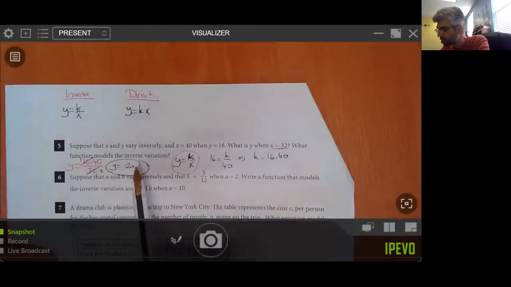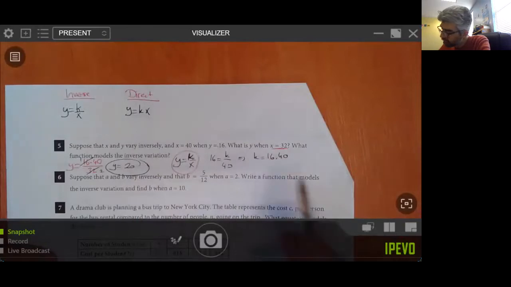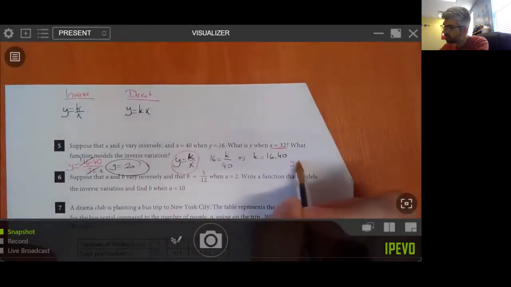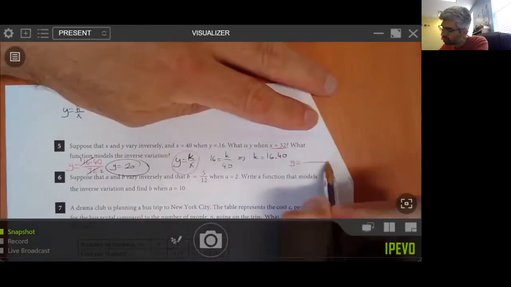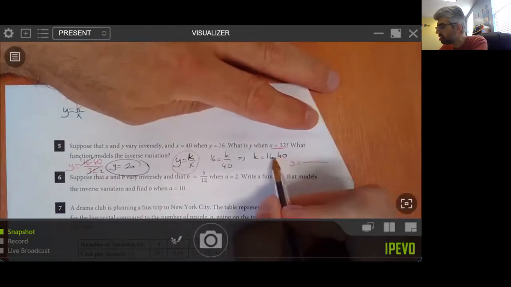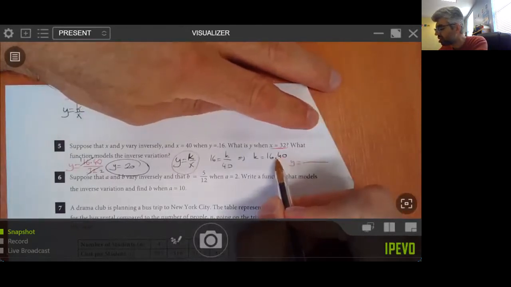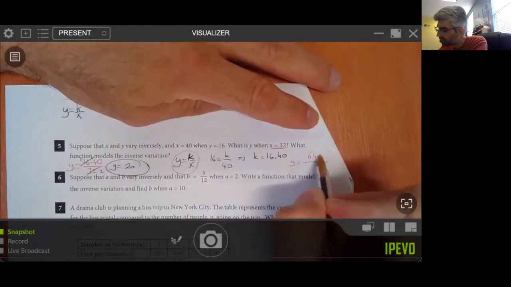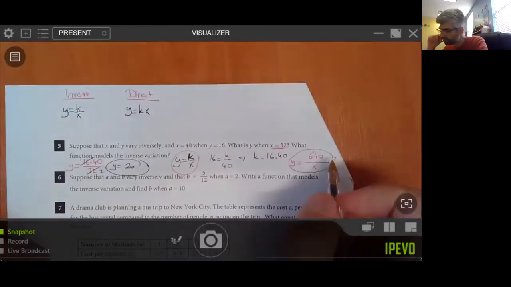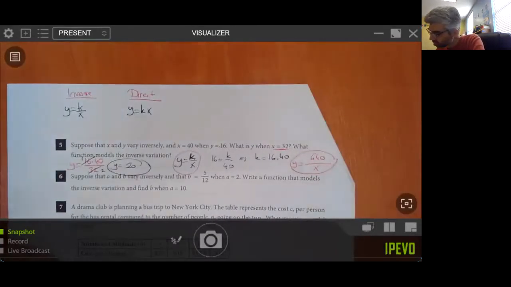So it's important that y and x are variables. It's important to write the k, and it will be y equals, in this case, I can write the value 16 times 40, 640 over x. I hope it is clear.